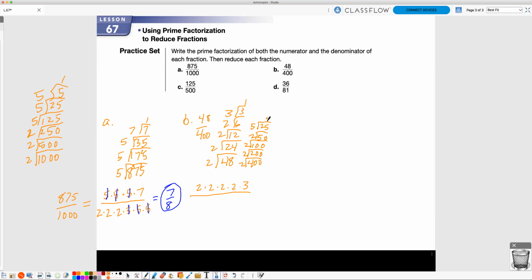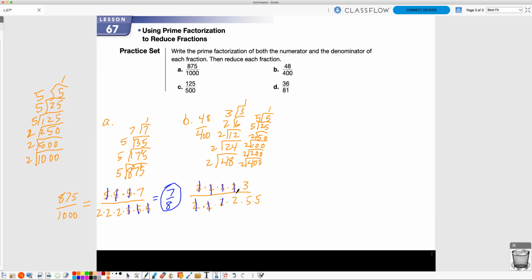25 would be divisible by 5. And 5 would be divisible by 5. So now I have the denominator. It was 2 times 2 times 2 times 2 times 5 times 5. And this one should open up. You should be able to see this really clearly. This 2, this 2, this 2, this 2.